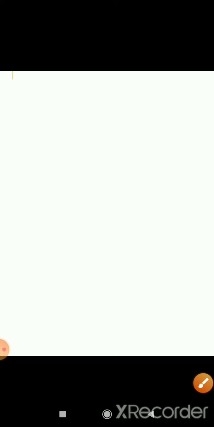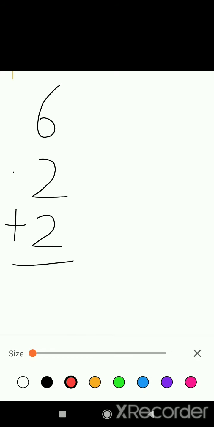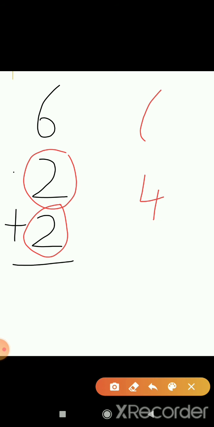Let us take one more example. 6 plus 2 plus 2. Look for double. So 2, you need to circle 2. What is the double of 2? 4. And what is remaining? 6. So 6 plus 4. 6 plus 4 is equal to 10. Which is the bigger number here? 6.